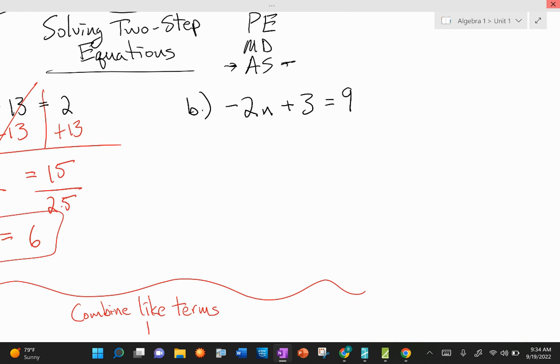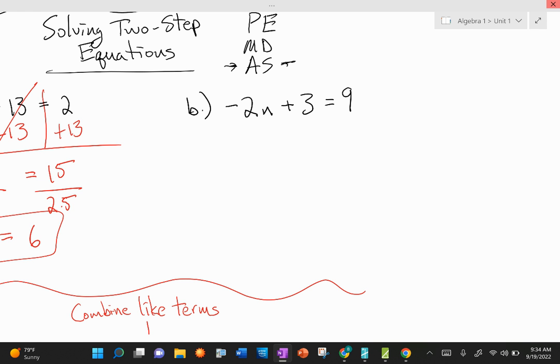Adam, you are good. Okay. Which is good. Because that means you got it. Don't be too excited. How many times have you heard combine like terms in your life? A lot. Too many to count. Okay, here we go. We've got negative 2n plus 3 equals 9.